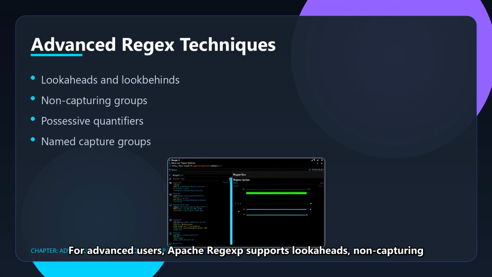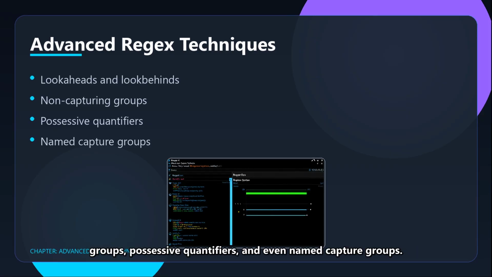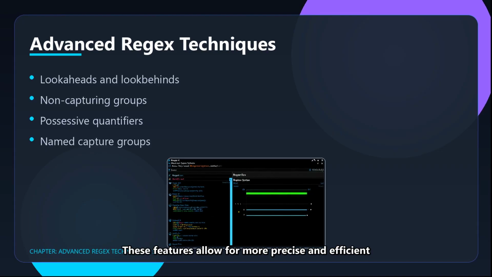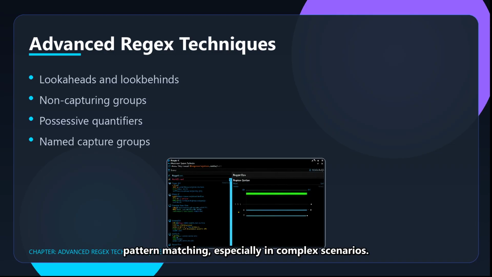For advanced users, Apache Regexp supports lookaheads, non-capturing groups, possessive quantifiers, and even named capture groups. These features allow for more precise and efficient pattern matching, especially in complex scenarios.